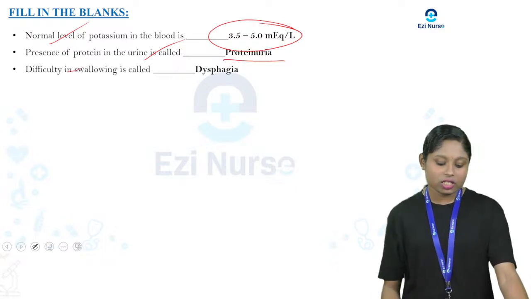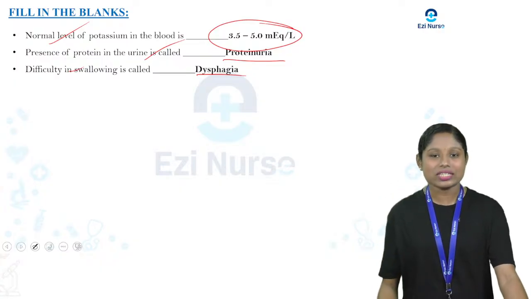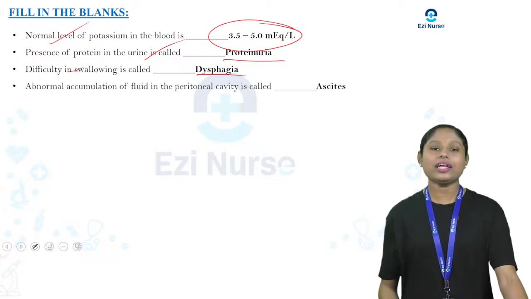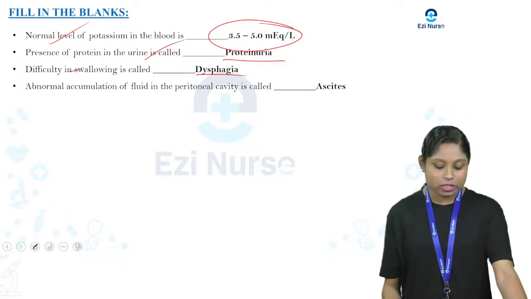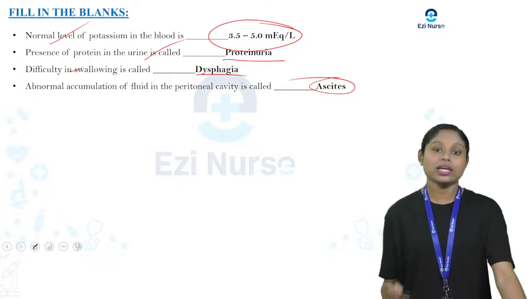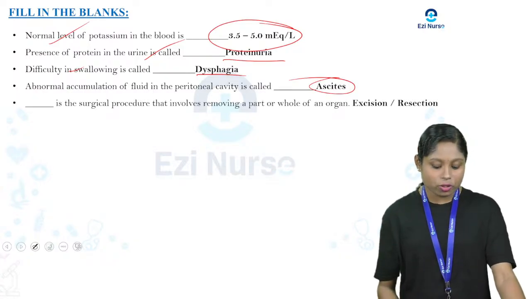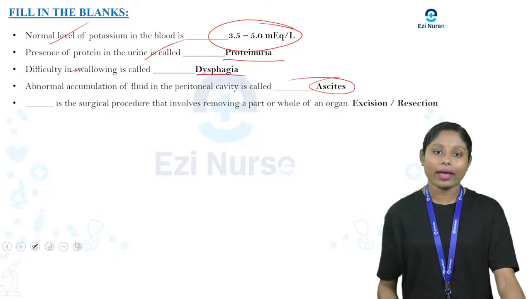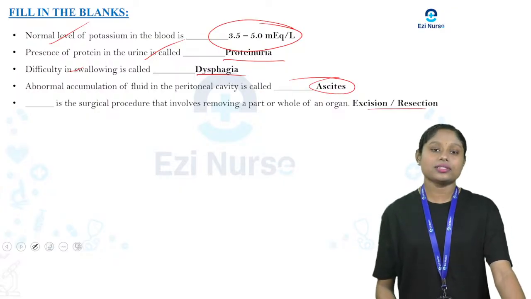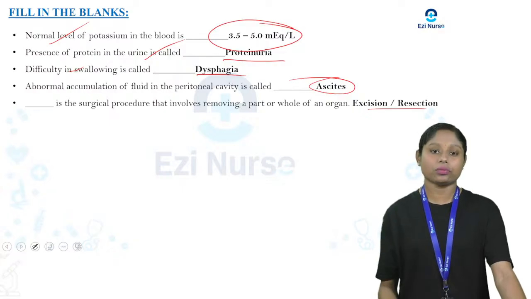Next is difficulty in swallowing is called dysphagia. If a person is having difficulty in swallowing, it is known as dysphagia. Next is abnormal accumulation of fluid in the peritoneal cavity is called ascites. In the peritoneal cavity, abnormal accumulation of any kind of fluids, that condition is known as ascites. So next, dash is the surgical procedure that involves removing a part or all of an organ, that is excision or resection. So excision or resection is where we are removing one part or parts of organs from the body.